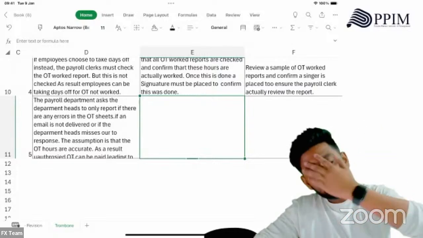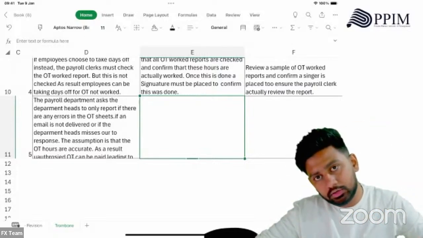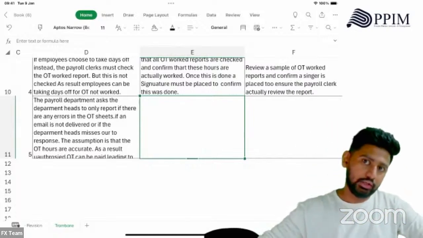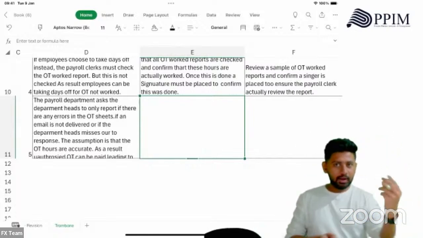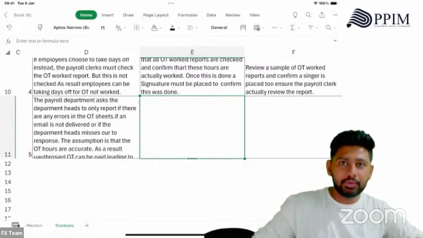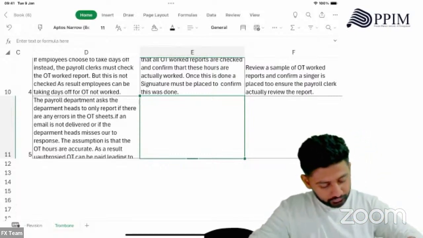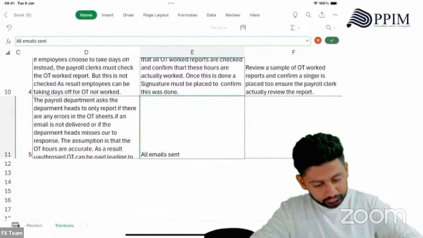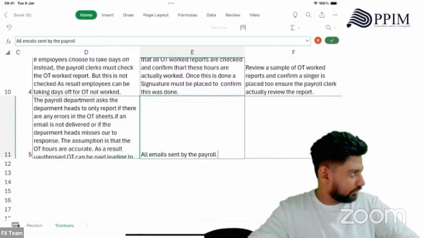Without a confirmation by the payroll department head on the email, a reply, you shouldn't authorize OT. All emails sent by the payroll department should be responded to by the department heads.